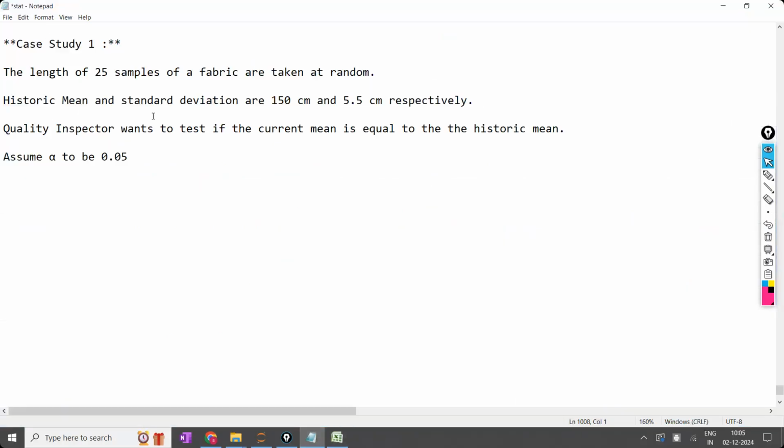Historic mean means population mean, and standard deviation of 150 and 5.5 centimeters. And he wants to test the current mean. What does current mean mean? Sample mean. Whether the sample mean is equal to the historic mean, meaning whether the samples he has selected have a mean equal to 150 or not, and alpha is equal to 0.05. Now, first, let's start with what is given. What is given?